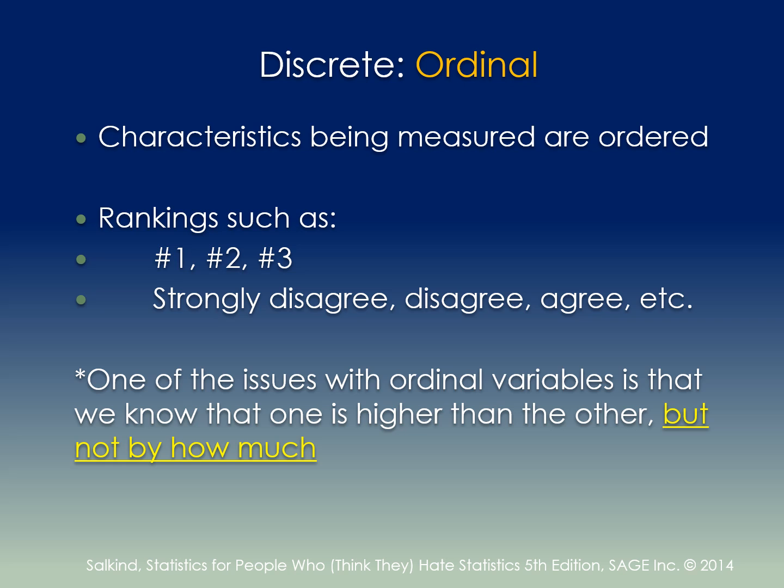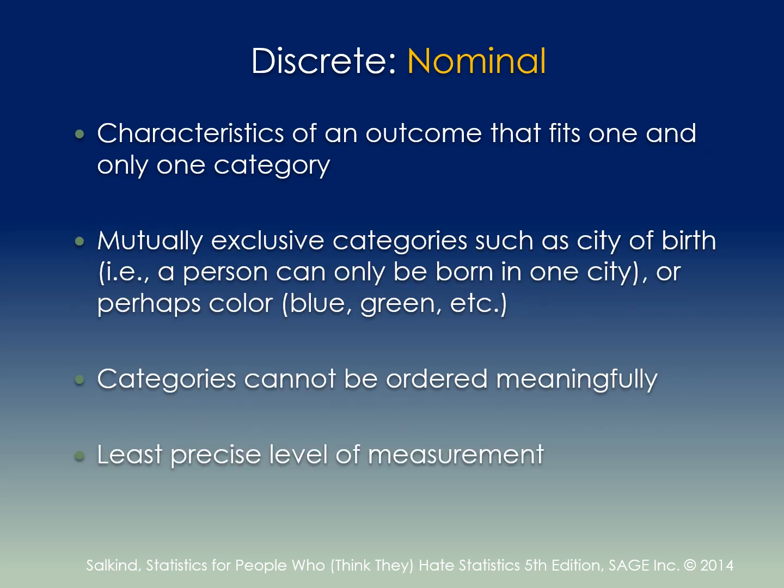None of this stuff is useless, by the way. You can always find a place to use it, but we have to begin to acknowledge some of the limitations. And our last section under discrete measures is the nominal measure, or you may want to look at it as the name measure. The characteristics of these outcomes fit one and only one category.